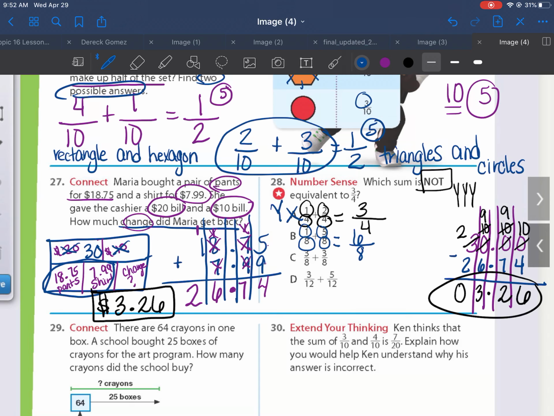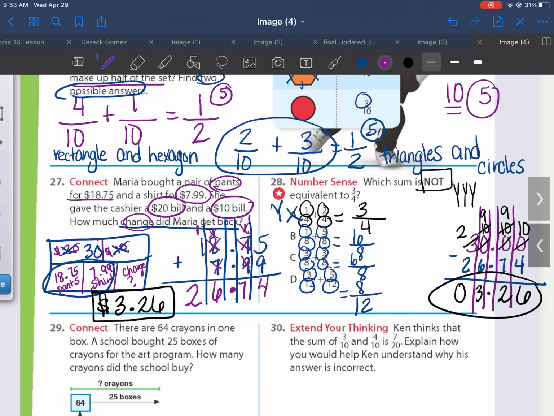Letter B. Denominator is 8. 1 plus 5 is 6. I'm going to go to C. Denominator stays the same. 3 plus 3, 6. Letter D. Denominator stays the same. 5 plus 3 is 8.